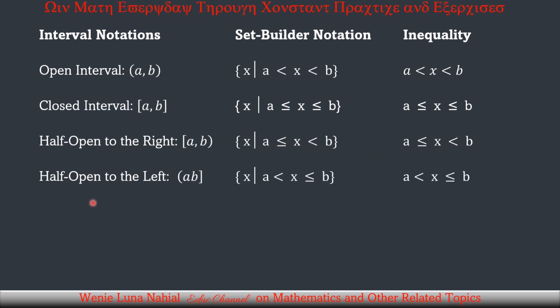Then the next one, we have half open to the left. So the left side now is the open, but the right side is the closed. So we have that one, half open to the left. So our A is excluded, but B is included. In set builder notation, we have this one, the set of all x such that A is less than x, but x is less than or equal to B. For the inequality, we have it here. A is less than x, but x is less than or equal to B.